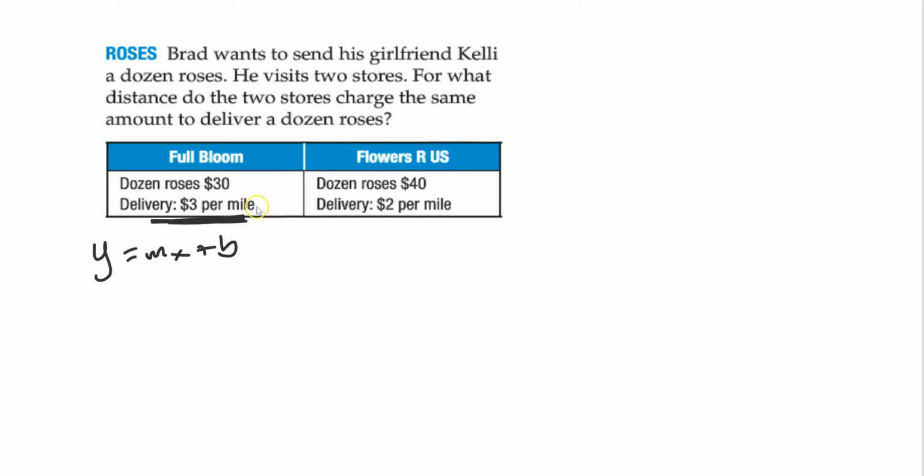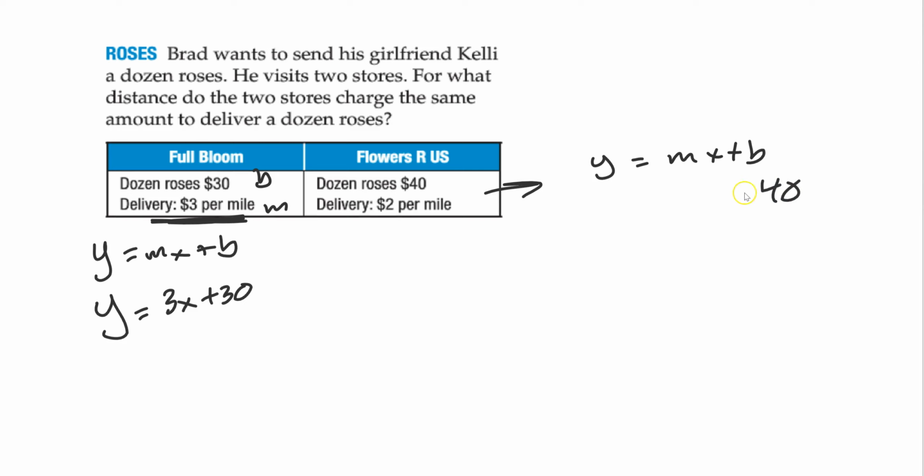$3 per mile, so that's my m. And then the roses cost $30. So my equation there is going to be 3x plus 30. Let's talk about Flowers R Us. They're going to get sued by Toys R Us, so don't invest in the stock. y equals mx plus b. In this case, the dozen roses are $40. Whew. But they only charge $2 per mile. So that's my equation there.